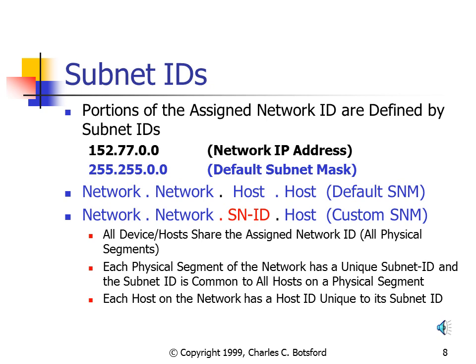When using a custom subnet mask, we set up our subnet IDs like this. All hosts or devices will share the same network ID. In our example, our network ID is 152.77. All physical segments, all hosts will start with that because that's assigned to our entire network. Then each physical segment of the network would have a unique subnet ID, and all computers on that physical segment would share that same subnet ID. Of course, each host would have to have a unique host address, and that's unique to the subnet ID.